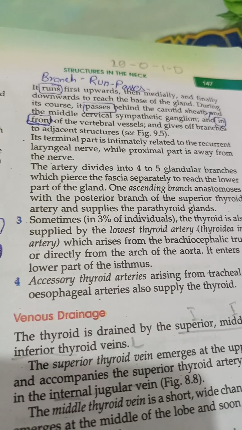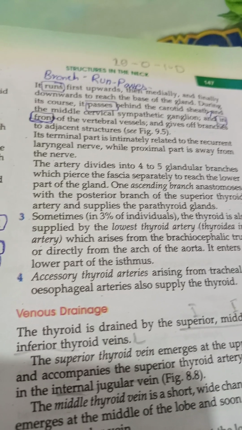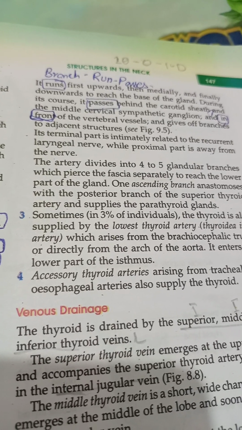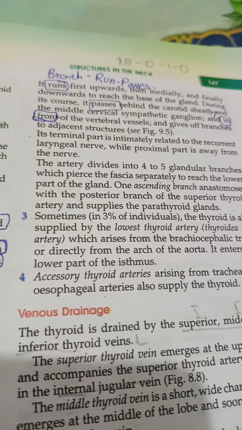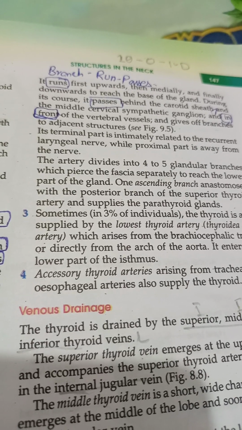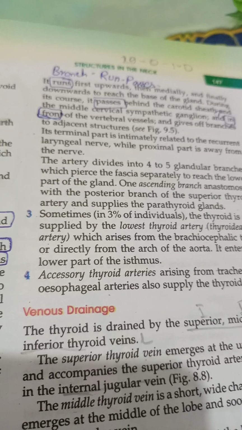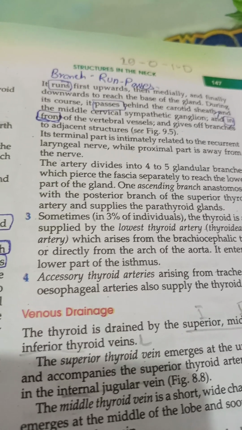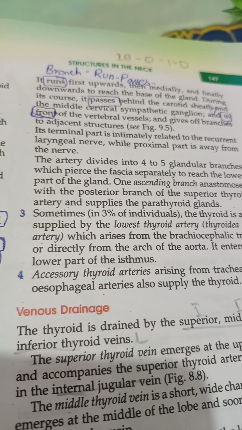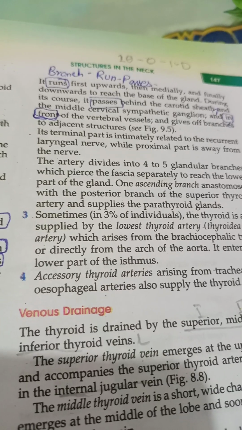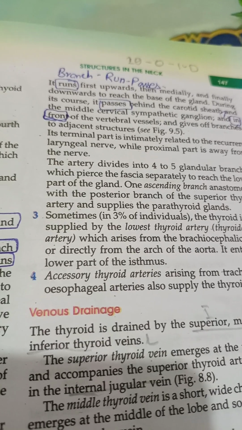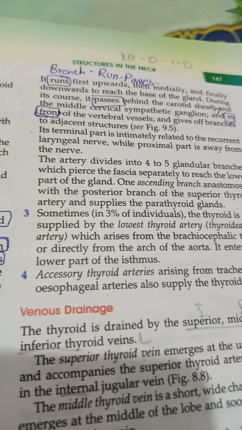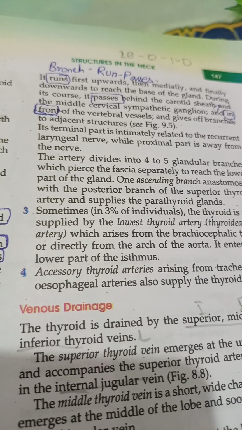It runs upward, then medially, and finally downward to reach the base of the gland. During its course, it passes behind the carotid sheath and middle cervical sympathetic ganglion and in front of the vertebral vessels, and gives off branches to the adjacent structures.